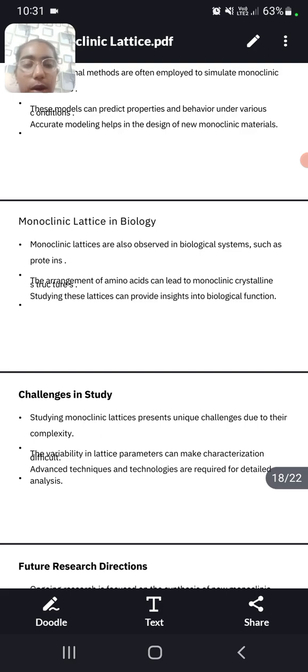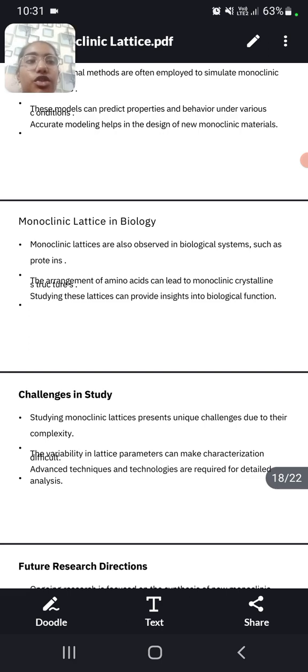Monoclinic lattice in biology. Monoclinic lattices are also observed in biological systems such as proteins. The arrangement of amino acids can lead to monoclinic crystalline structures. Studying these lattices can provide insights into biological function.